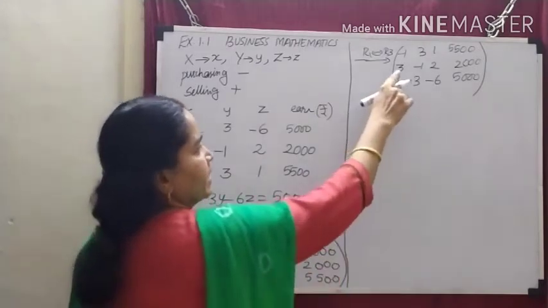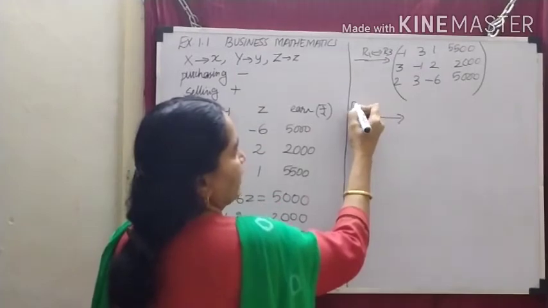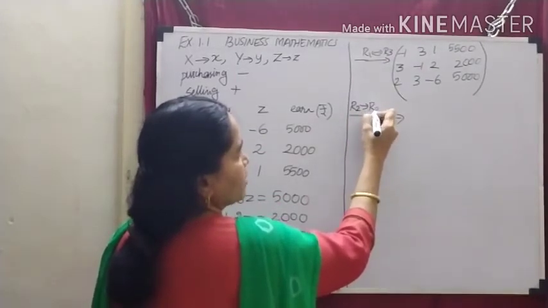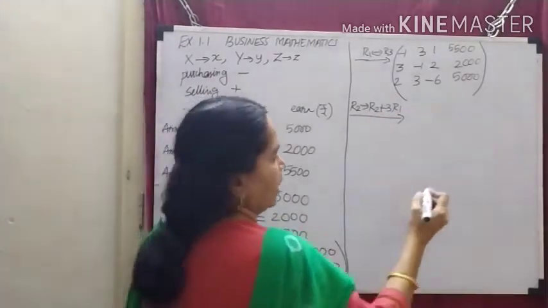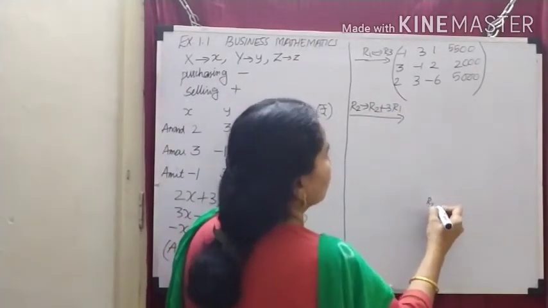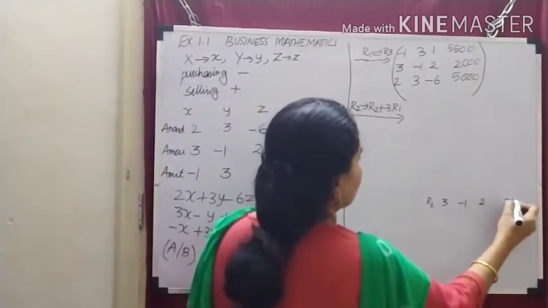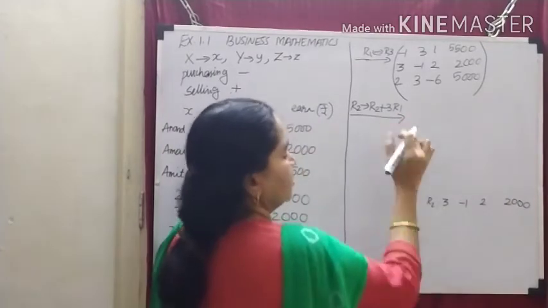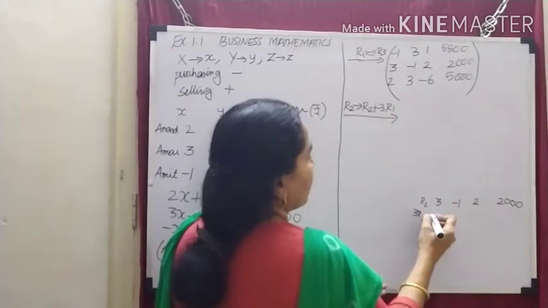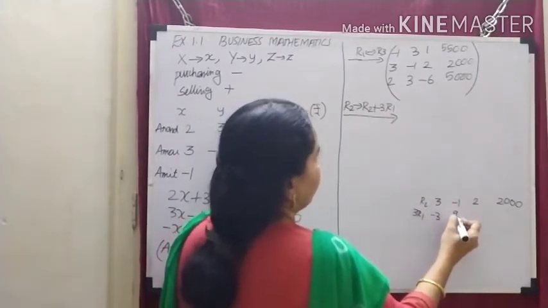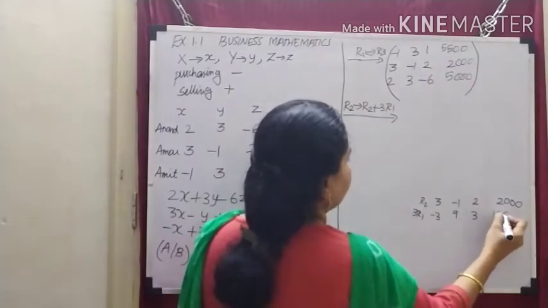So what number is here? 3. Multiply all this by 3. So how will I write it? R2 becomes R2 plus 3R1. So let me write here. What is R2? Write as it is: 3, minus 1, 2, 2000. And I want 3R1. Multiply R1 by 3: minus 3, 9, 3, 3 into 5500.